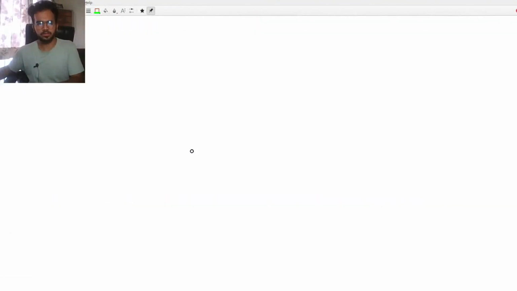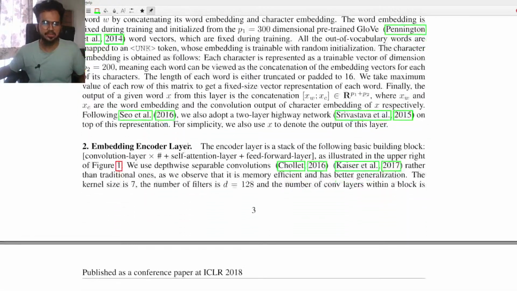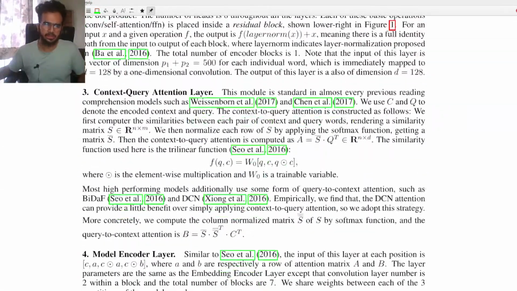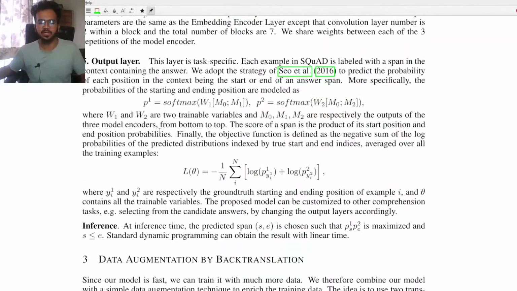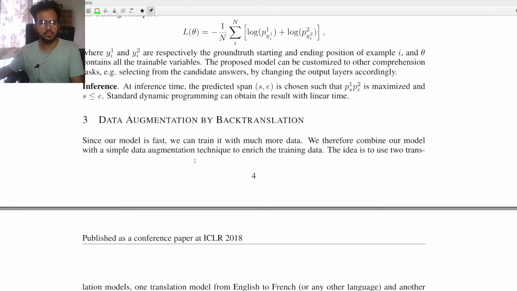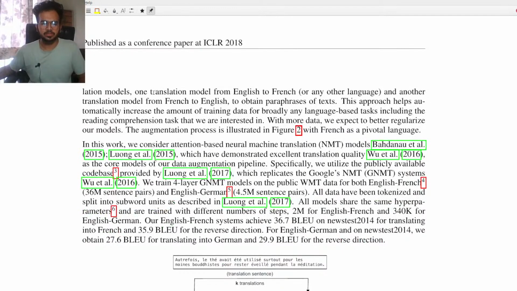That's what they explain here: input embedding layer, embedding encoder layer, context query attention layer, model encoder layer, and output layer. Then data augmentation and back translation. We saw the first contribution, the new architecture, and this is the second contribution. Since our model is so fast, we can train it with much more data. So they use two translation models, one from English to French or any other language, and another from French to English, to obtain paraphrases of the text.